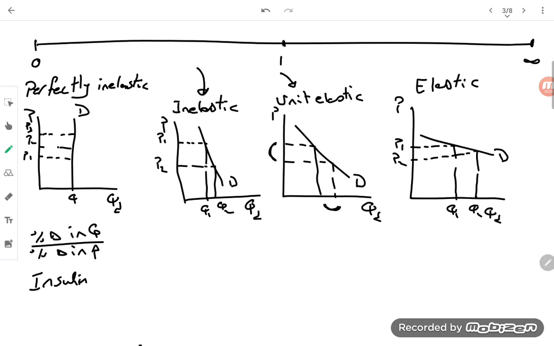Finally, infinity is perfectly elastic demand. Almost there is no change in price, while the quantity changes. So this means that change in price is almost zero. This is the case of perfectly elastic demand.